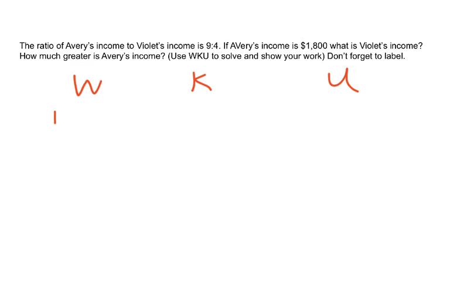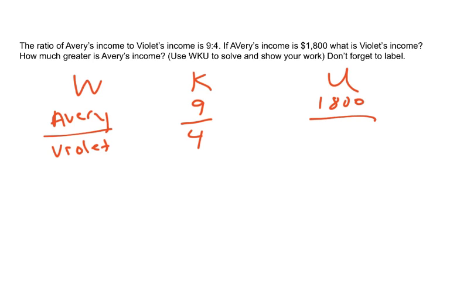What am I talking about? I'm talking about Avery and Violet. What do I know? I know the ratio is 9 to 4. What is my U? What is unknown? Well, I know Avery makes $1,800, but I need to figure out Violet. So what I need to ask myself here is how can I get from 9 to 1,800? Well, in your calculator, if you punched in 1,800 divided by 9, you would get 200. 9 times 200 is 1,800. Therefore, I need to multiply my denominator by 200. 4 times 200 is 800.